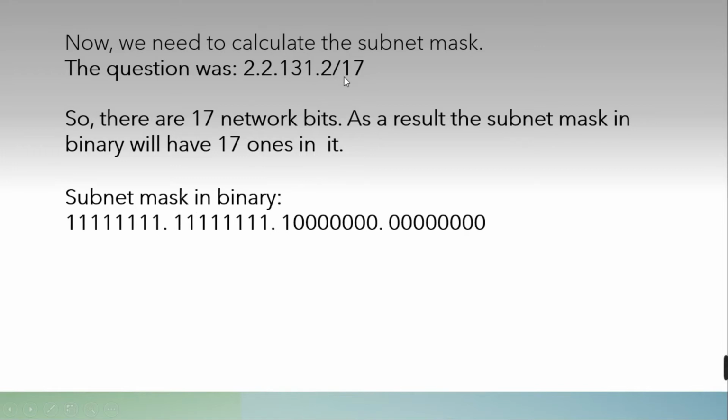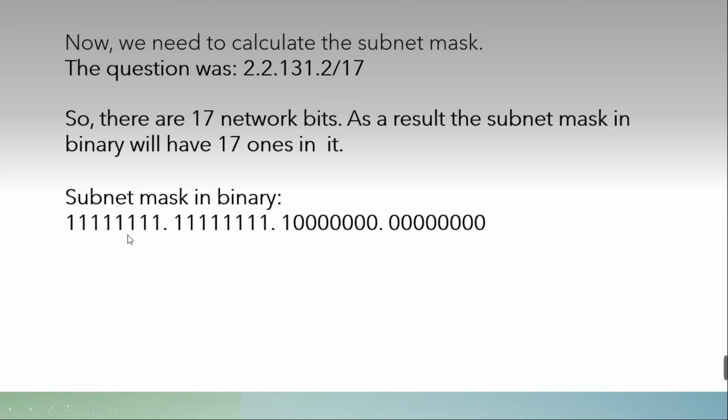The question indicated that the slash notation was 17, so in our binary I have put 17 ones at the beginning, and then the rest of the bits are shown as 0. So 17 ones at first and the rest are 0. This is how you should write the subnet mask for this specific question. If there was something else like /21, /23, or /25, then you would put that specific number of ones in your subnet mask. This is how you should calculate the subnet mask for a given IP address.